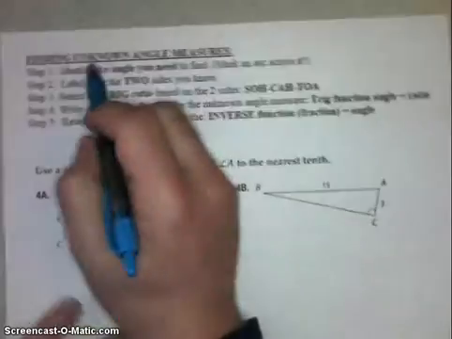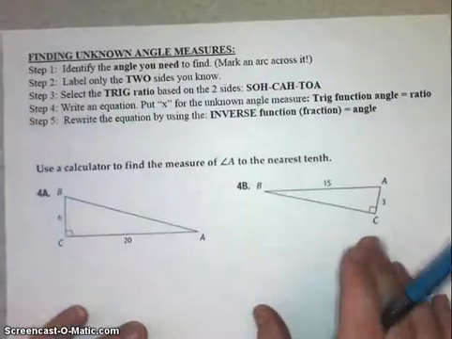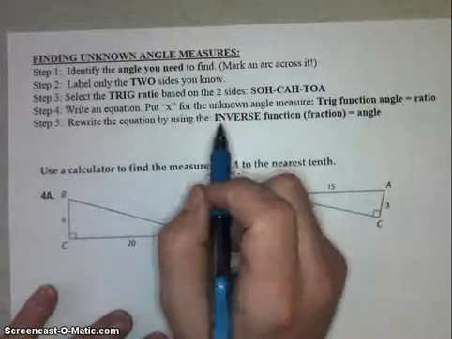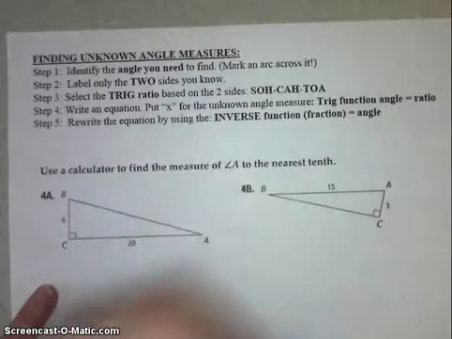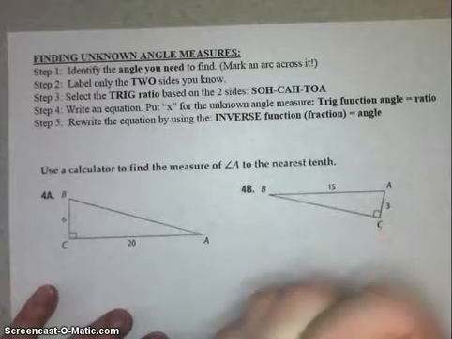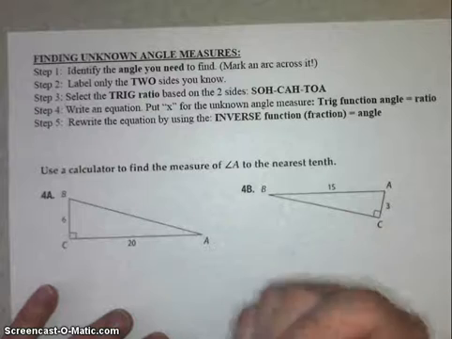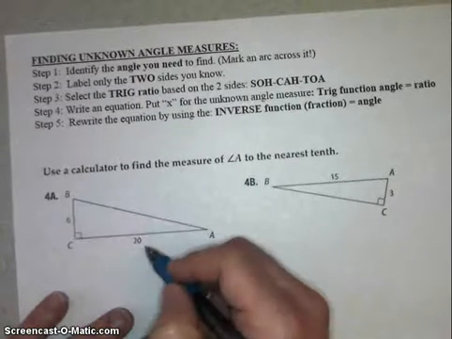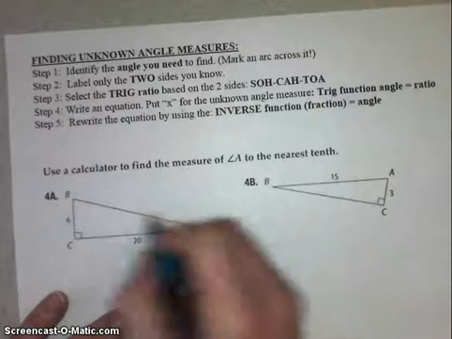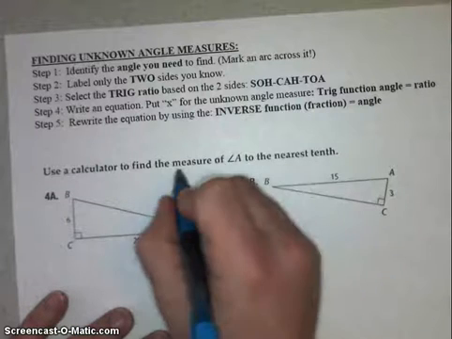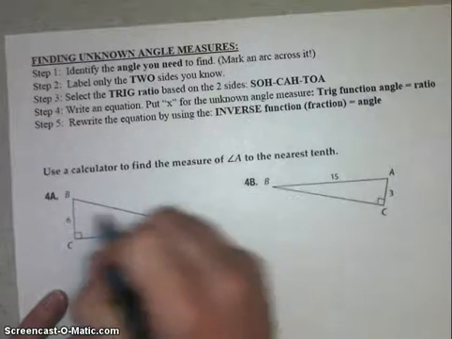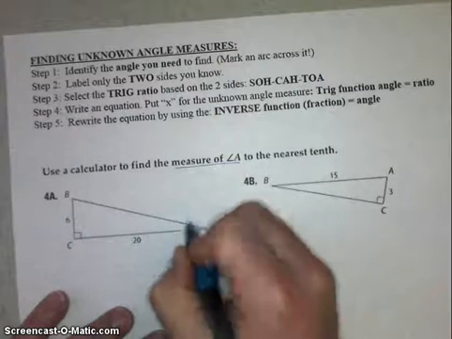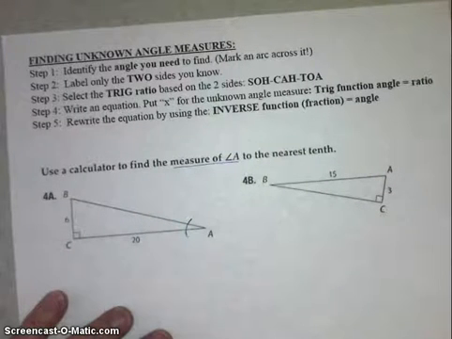So here's our steps for finding an unknown angle measure. Okay, first we want to identify the angle you need and mark it. Okay, and now here's where this gets a little bit tricky. We get to decide which angle we're going to use based on the given side lengths. Since I'm only given these two sides, I can either use angle A or angle B, but often they'll tell you which angle it is we want to find. So I wouldn't want to use angle B if I'm supposed to find the measure of angle A. Since I'm finding the measure of angle A, I'm going to mark that angle by putting an arc through it.